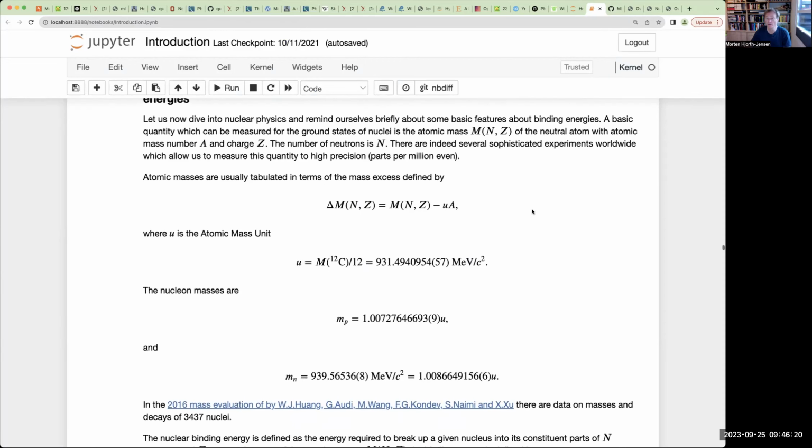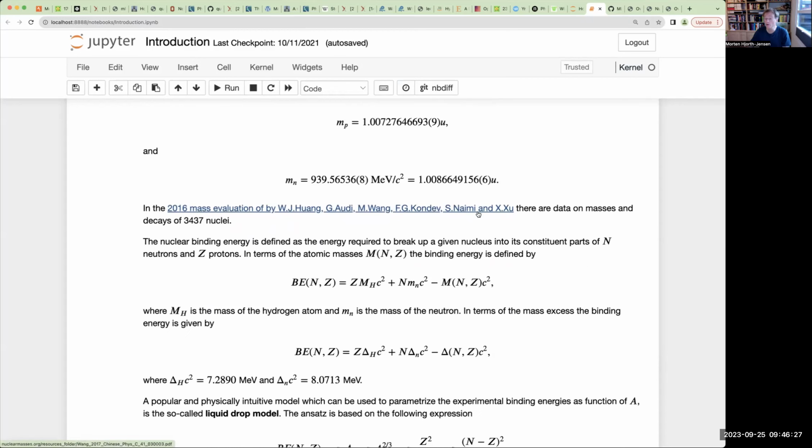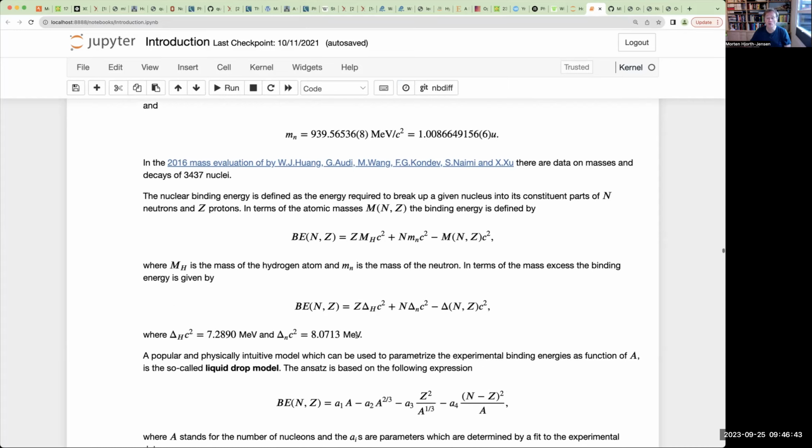So what we are going to do is simply to revisit some of the standard nuclear physics and what is in the data file. The nuclear binding energy, which is the quantity we want to fit, is given as the energy required to break up a given nucleus into its constituents. So it contains the number of protons and neutrons, minus the atomic masses here. And this is the formula we are going to use, and that table which you saw contains these data. And in some cases, it doesn't have data.